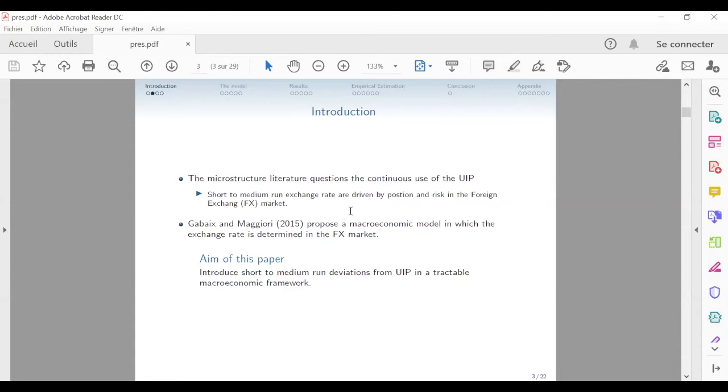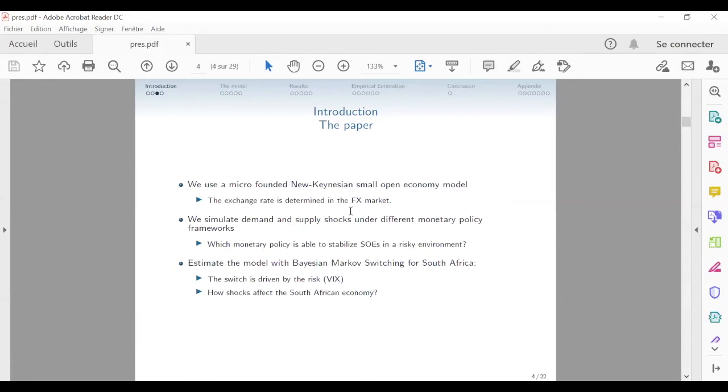So the aim of our paper is to introduce this short-term to medium-run deviation from the UIP in a tractable macroeconomic framework. I mentioned Gabaix and Maggiori here, so I guess you understood that we will model the exchange rate in a similar way to what they did. Concerning the paper itself, we use a micro-founded small open economy model, in which, as I just said, the exchange rate is driven by position and risk in the foreign exchange market.